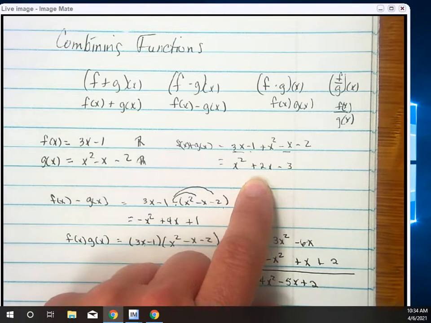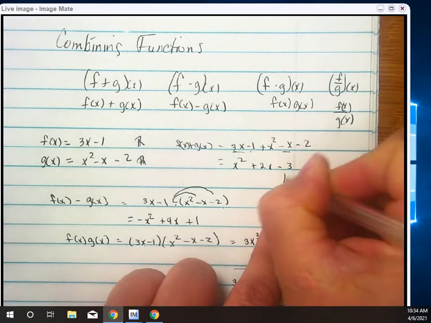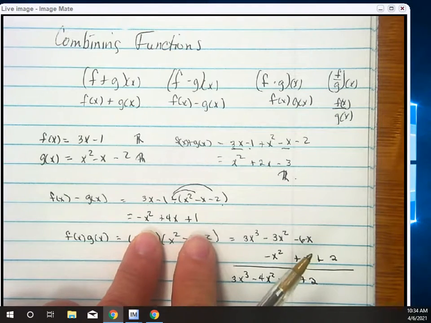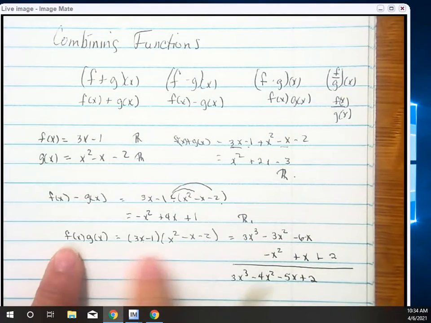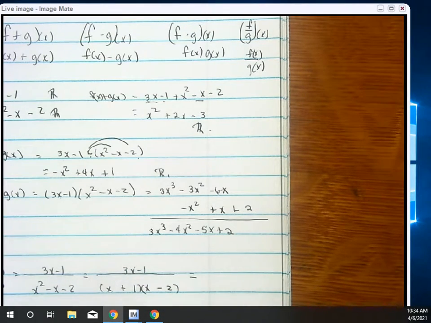What is the domain of parabolas? All real numbers. We subtracted, we got a parabola that was turned upside down. What is the domain? All real numbers. We multiplied and we had a cubic function. What does the cubic function look like? That's one of our basic curves.